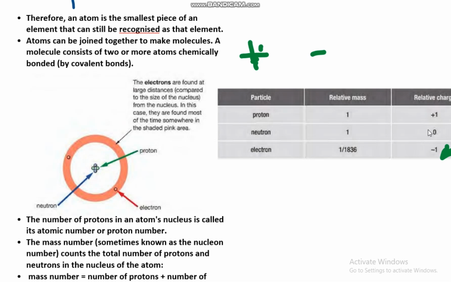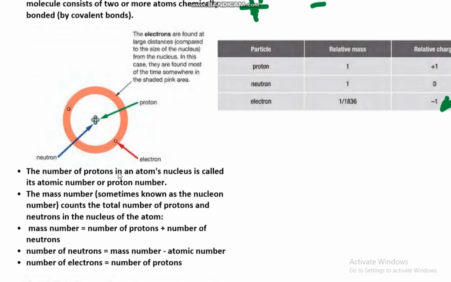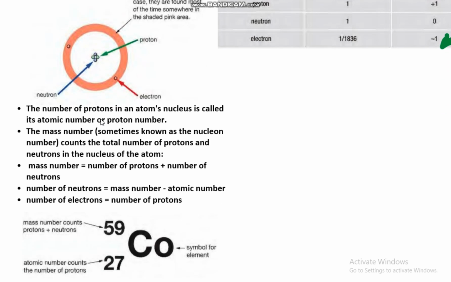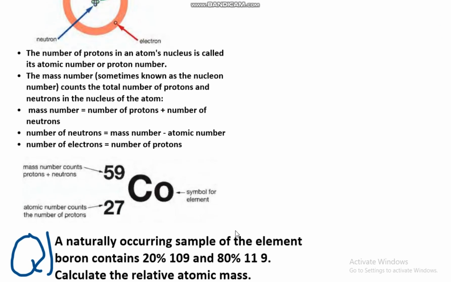Neutrons have no charge, which makes them neutral. Protons and neutrons have the same mass, so they are 1 and 1, but an electron has a mass of 1 over 1836. You should remember this. The number of protons in an atom's nucleus is called the atomic number, and the mass number, sometimes known as the nucleon number, counts the total number of protons and neutrons in the nucleus. Mass number equals number of protons plus number of neutrons. Number of neutrons equals mass number minus atomic number, and number of electrons equals number of protons.